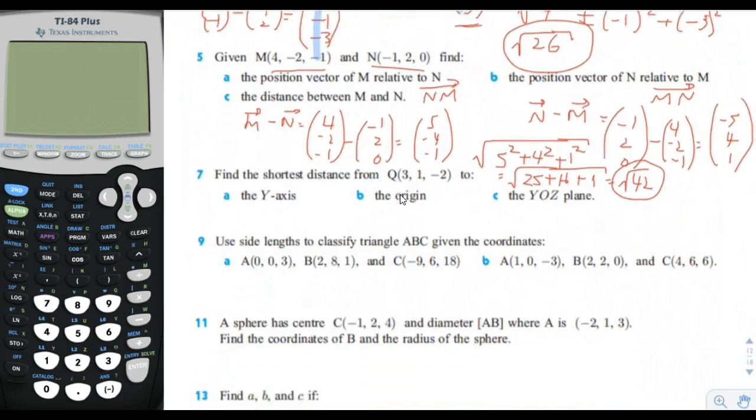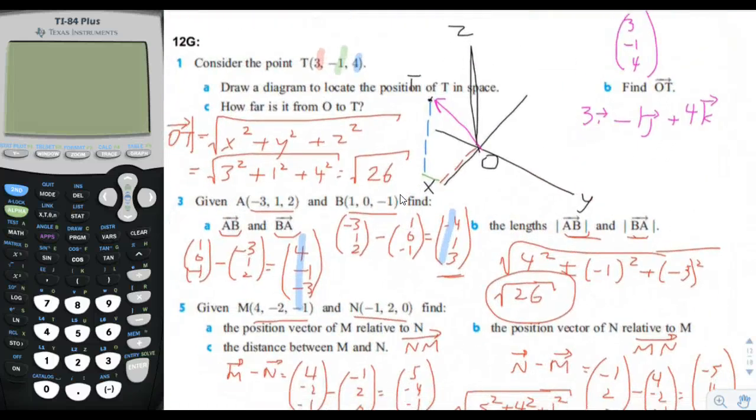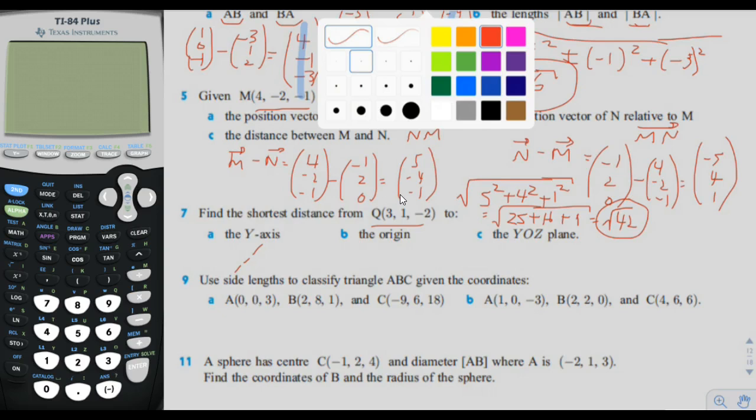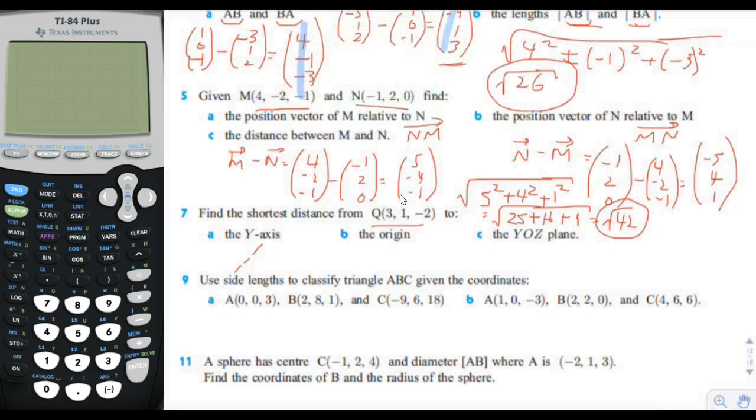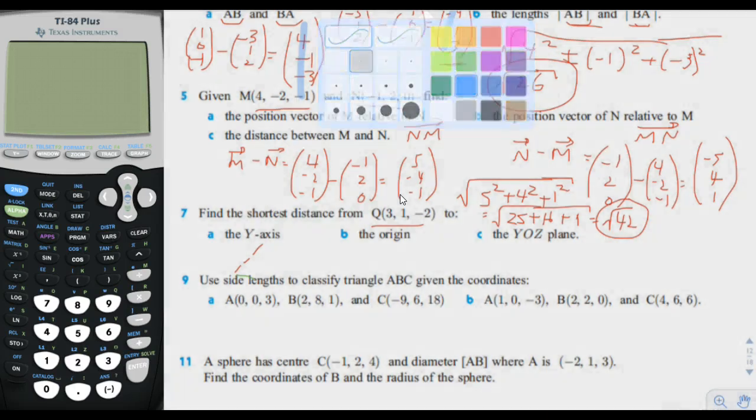7. Find the shortest distance from the point 3, 1, negative 2 to the y-axis. Okay. It might help you to draw a picture. We were using the colors red, green, and blue, so why don't we do that again? So red is 3, green is 1, and then the z coordinate is negative 2.